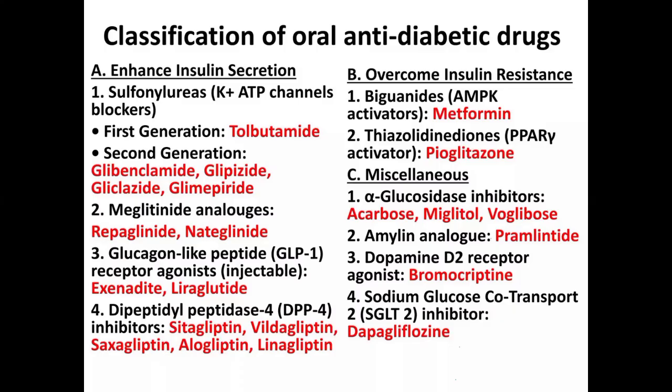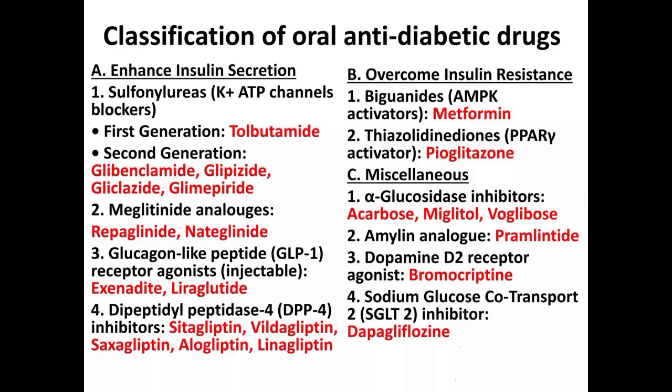Then the antidiabetic drugs second part, which overcome the insulin resistance. The first class is biguanides, that is AMPK activators. The drug which activates the AMPK channel is metformin. And the second class which overcomes the insulin resistance is thiazolidinediones, which is also known as PPAR gamma activator. The drug which activates PPAR gamma is pioglitazone.